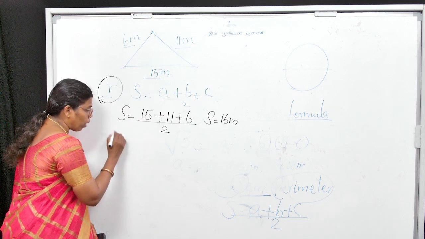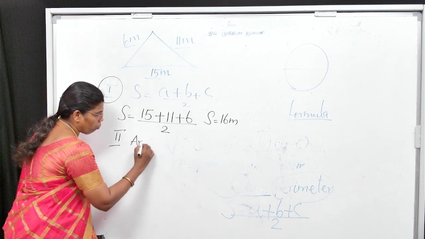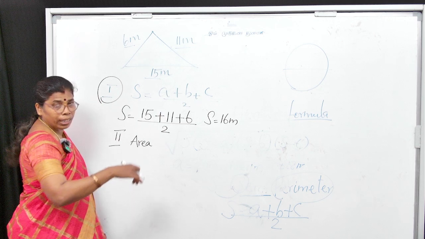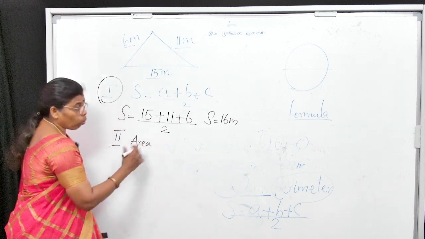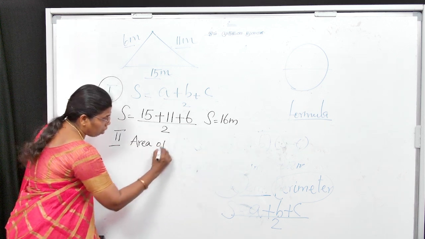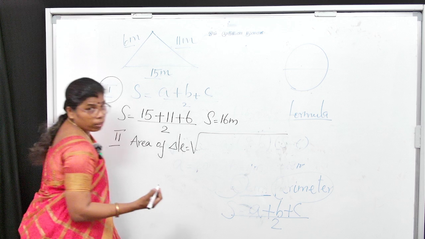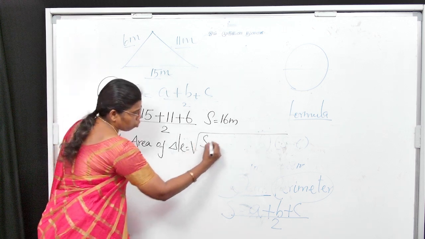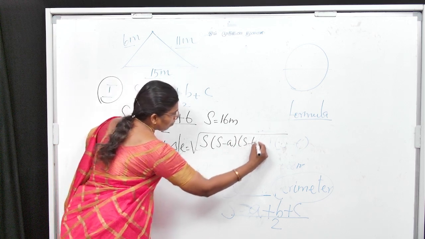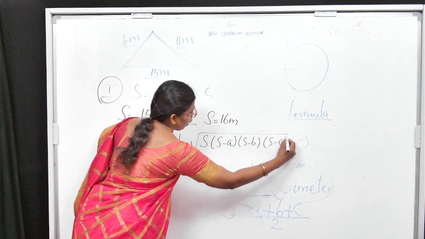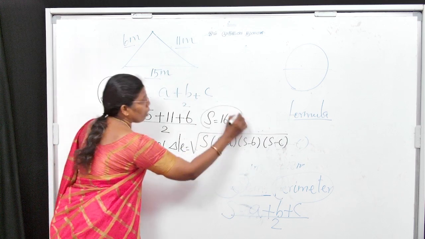Now step 2 only, I should take Heron's formula, that is, the area of a triangle. Whenever you are finding anything using a formula, don't write the formula alone. You're supposed to write what is equal to. So area of a triangle is equal to, can you recall the formula? Square root of S into S minus A into S minus B into S minus C. It's very simple. I know A, B, C, and S we have found.